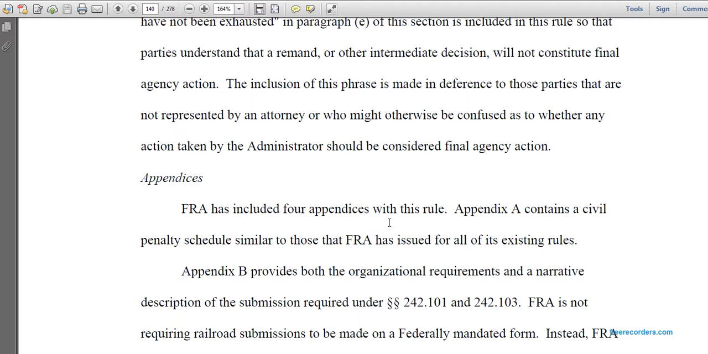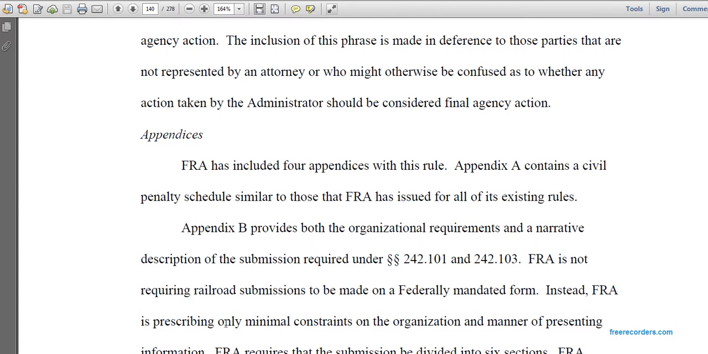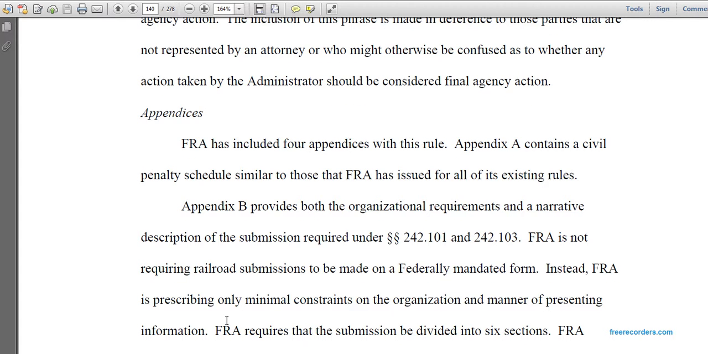FRA has included four appendixes to this rule. Appendix A is the civil penalty schedule, similar to those the FRA has issued in its existing rules. Appendix B covers the organizational requirements: a narrative description and submission of the information required under 242.101 and 242.103. The FRA is not requiring railroad submissions to be made in a federally mandated form. The FRA is prescribing minimal constraints on the organization and manner of presentation of information.